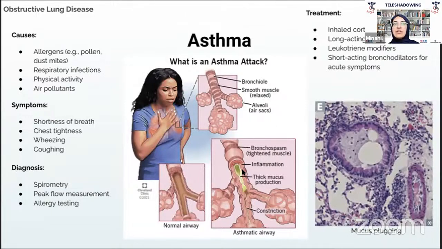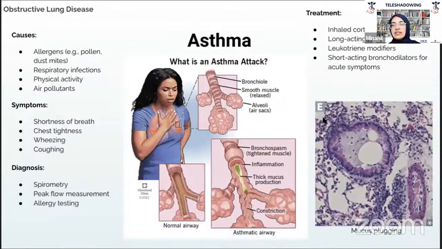Basically, a very good analogy when I first learned about asthma is that asthma feels like you're breathing through a straw. So basically in class, back in high school, my teacher made us all breathe through straws, and that's actually how it feels during an asthma attack.